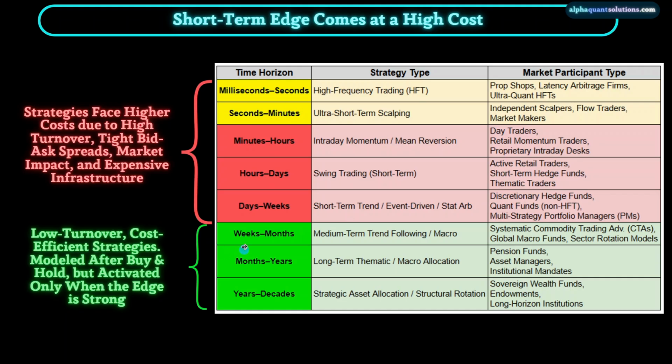On the other hand, the long-term strategies tend to have low turnover and hence are cost-efficient strategies, which are modeled after buy and hold, with the difference that they are only activated when the edge is strong, so when there is a high probability of success.